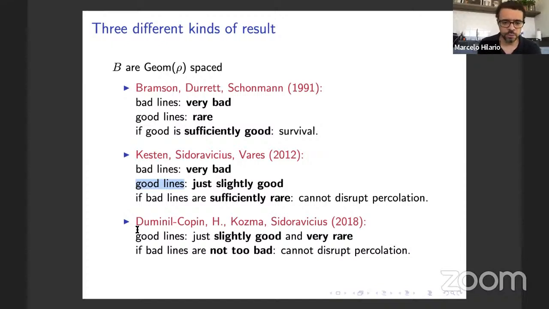And in our work from the previous slide, as I mentioned, the order in which we pick the parameters is different. So if good lines are just slightly good and very rare, then if bad lines are not too bad, they cannot disrupt percolation. So these are the three kinds of problems that you can try to study in this setting of good lines and bad lines transversal to the time or parallel to time or even non-oriented in our case. All right.